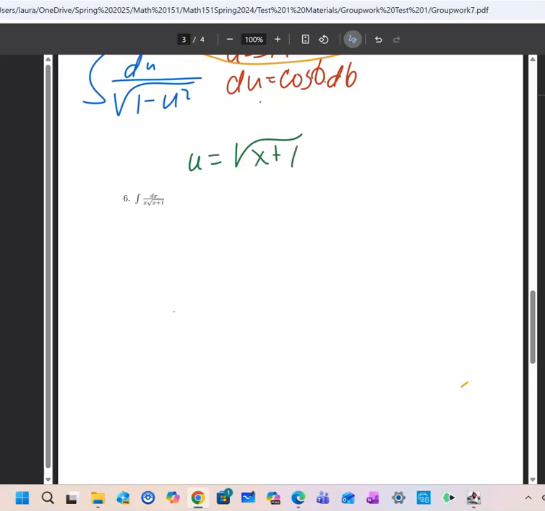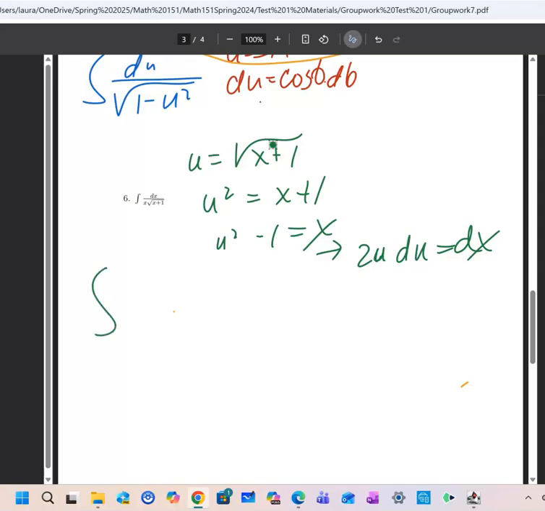It could be done in different ways. I'm just going to suggest this. But remember, with tricky u, you solve for x before you take the derivative. So this one, I can solve for x, right? Okay, now let's take the derivative. So the derivative gives me 2u du equals dx. So I'm going to take out dx and put in 2u du.